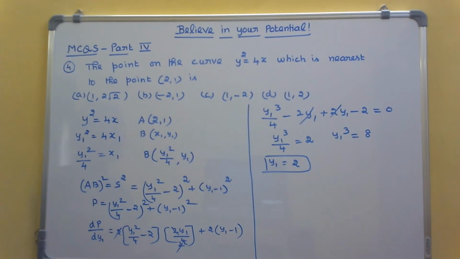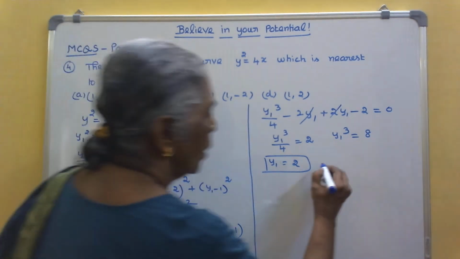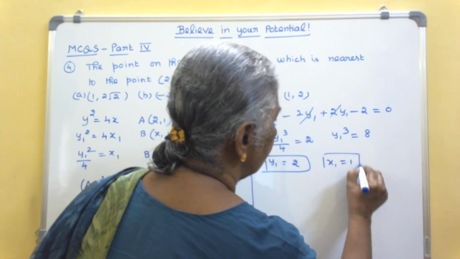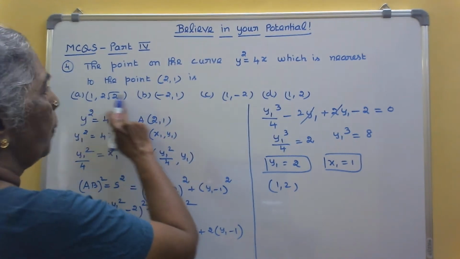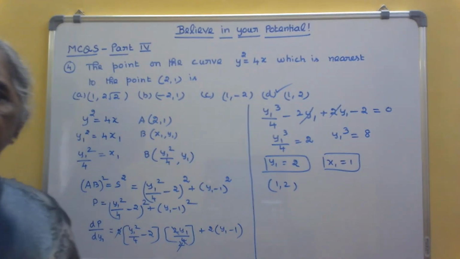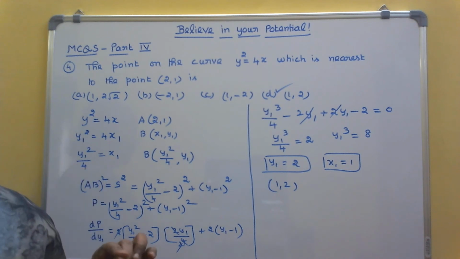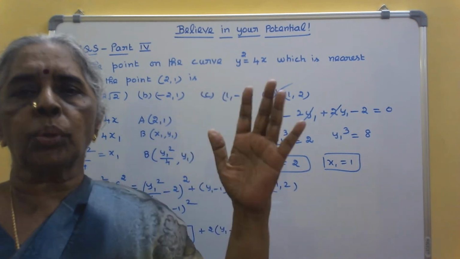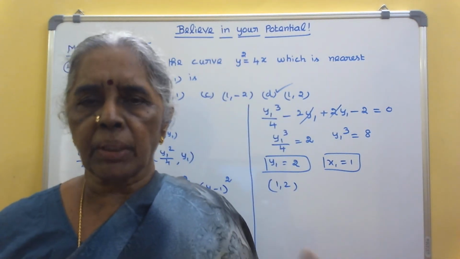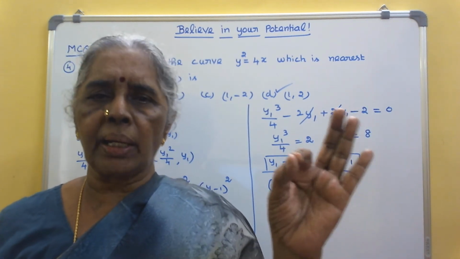When you get y1 is equal to 2, you know x1 is y1 squared by 4. So x1 will be 2 squared, that is 4, 4 by 4. So you will get x1 is equal to 1. So your point will be (1, 2). So which option? D. So option D is the correct answer. So here the concept is to find the nearest point. What do you want actually? The distance between that point and the given point (2, 1) should be minimum. When the distance is minimum, the square is also minimum.